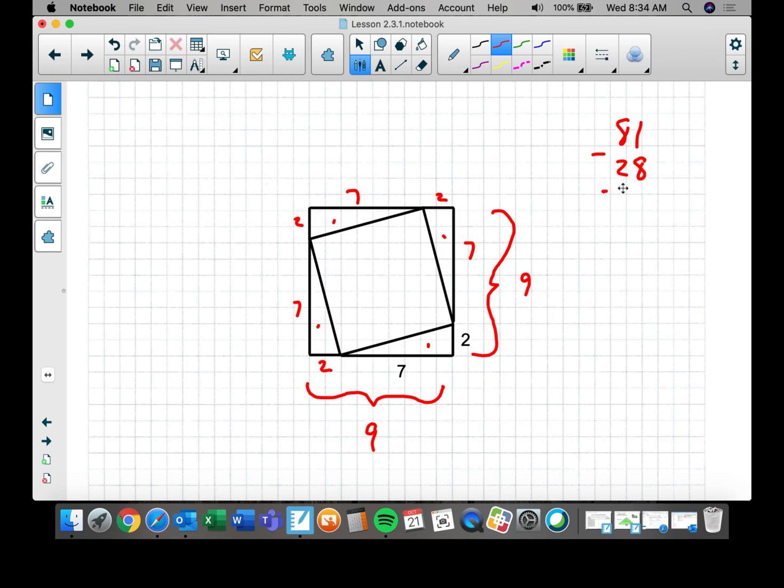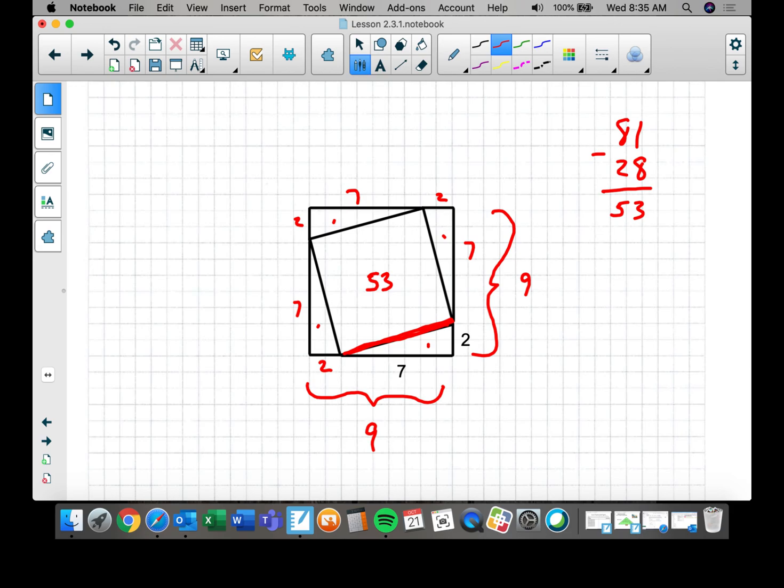So if I subtract that, 81 minus the 28, the 4 triangles, gives me an area of 53. So this square right in here has 53 as an area. So the whole point of this problem, don't lose track of it, is I'm trying to find the length of the hypotenuse of that side, that triangle right there. That's what I'm looking for.